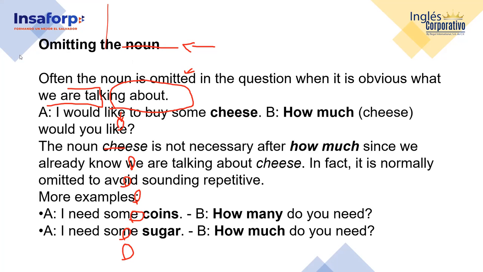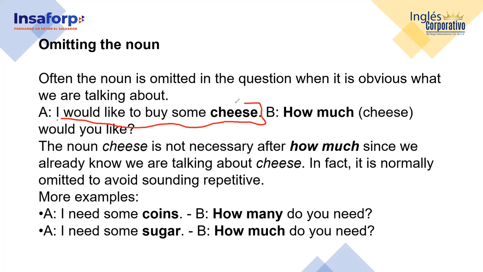And as I was telling you, as we said in the price, sometimes we omit words like price. Here I say omitting the noun. Often the noun is omitted in the question when it is obvious what we are talking about. For example, because we have an antecedent, we have previous information, remember. This is like a conversation. I would like to buy some cheese, says letter A. And letter B answers, how much would you like?